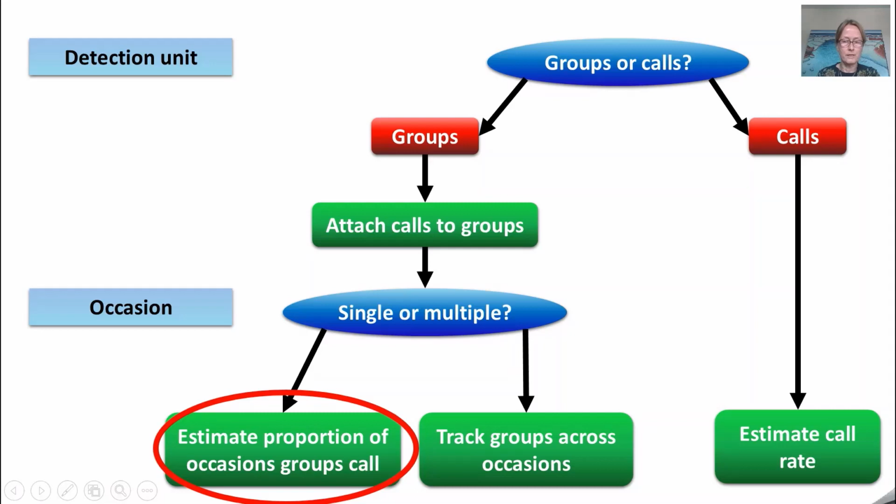gone through the triangulation process and have built our capture history. These were covered in the previous lecture. So we'll speak about estimating the proportion of occasions that groups call on, and how you can estimate it.